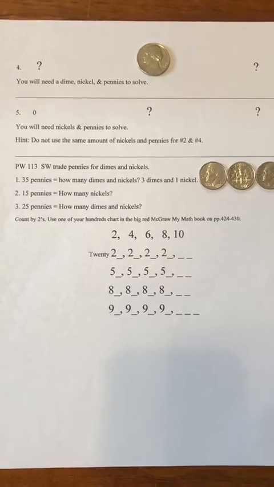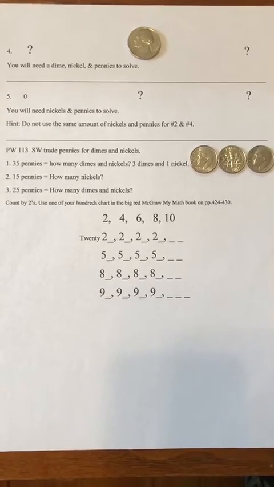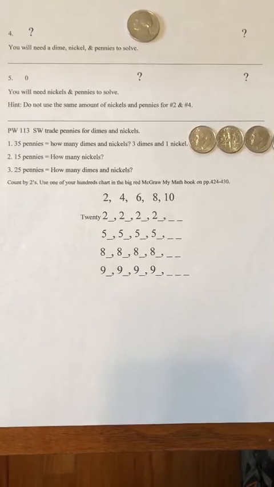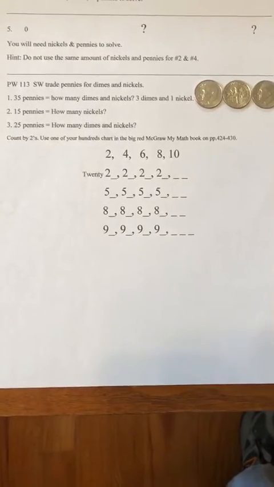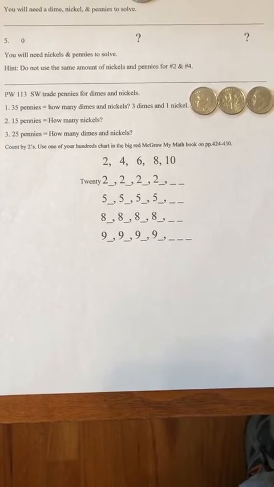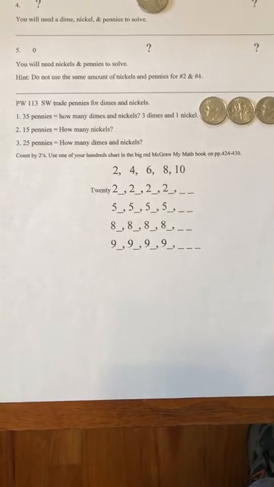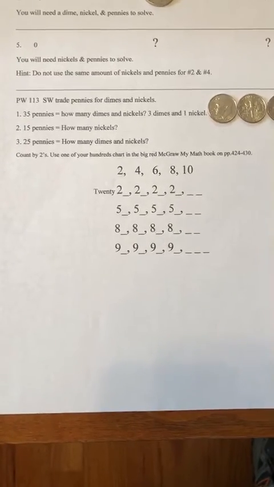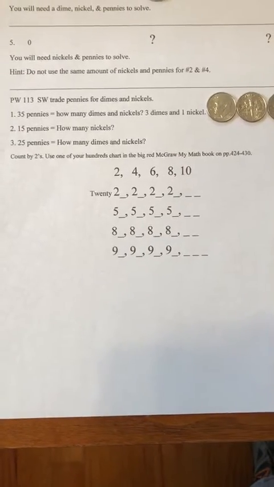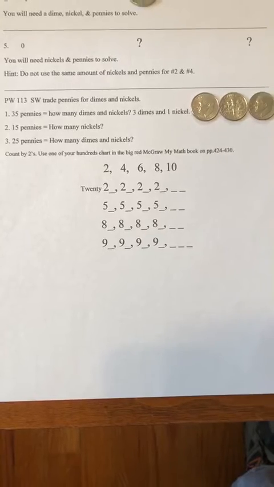And on practice work 113, I'm going to show you how to trade coin combinations. You don't want to have 35 pennies. Counting by ones takes too long. The key to number 1 on PW 113 is to trade 35 pennies for a number of coins that is a lot less.